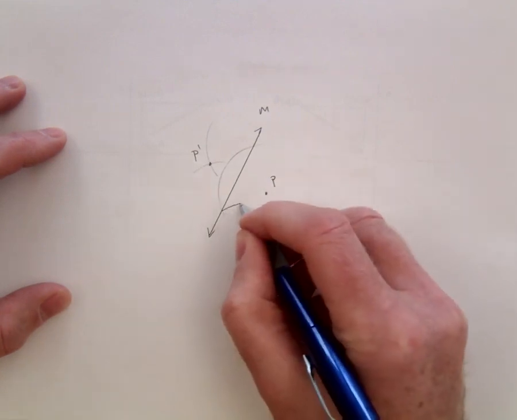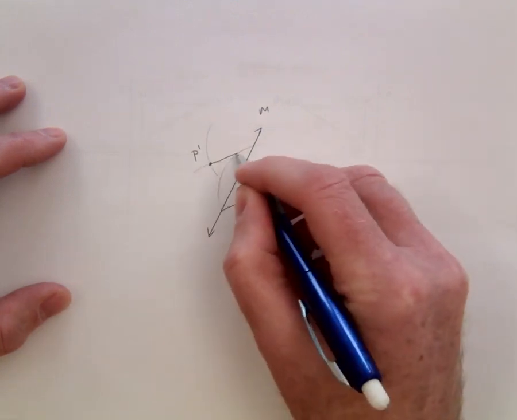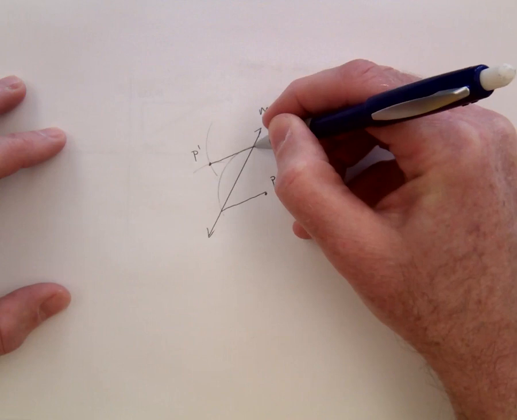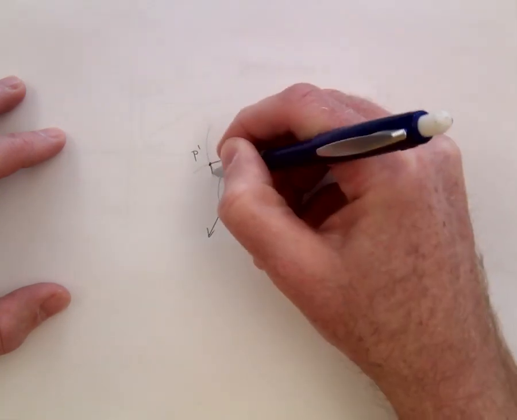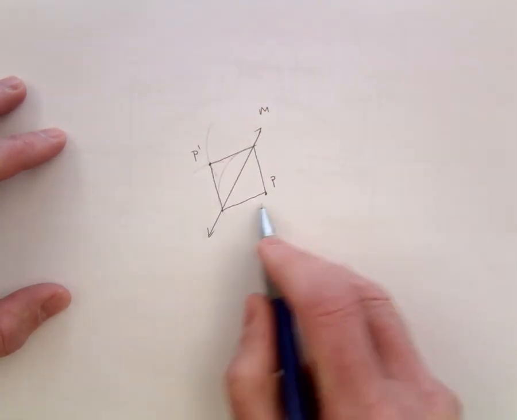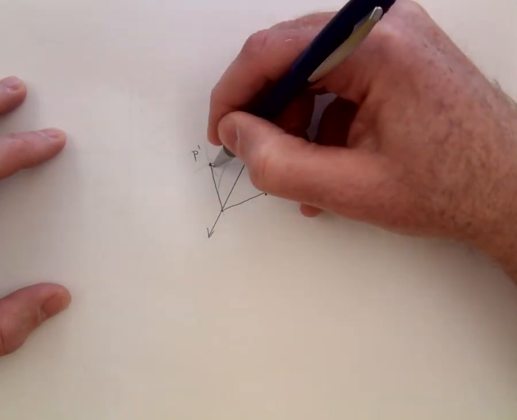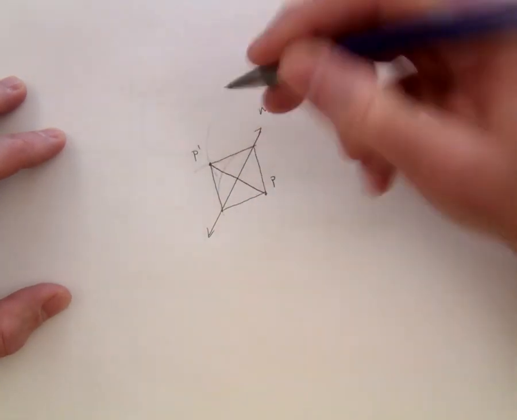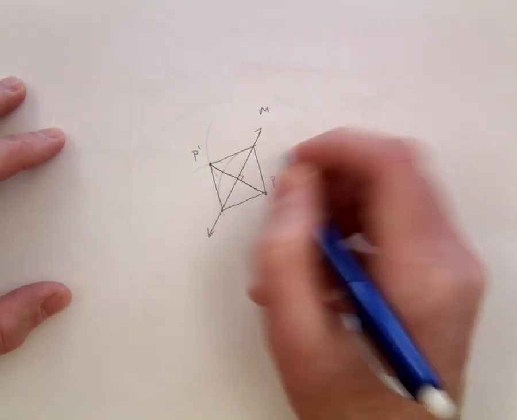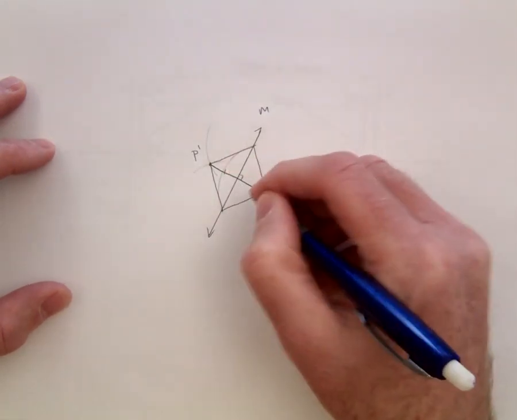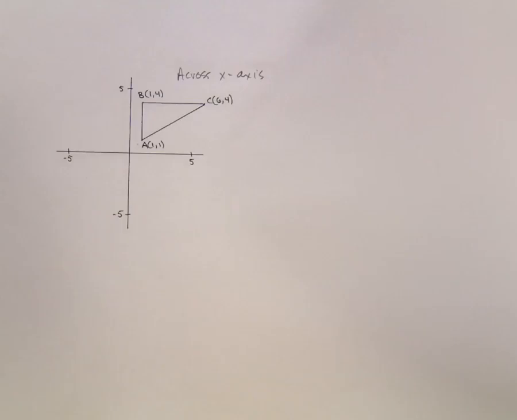And it's easy to demonstrate why that has to be the case, because the constant compass opening means that these lengths are all the same, and so we have a rhombus. And as we know, the diagonals of a rhombus are perpendicular, and the diagonals of any parallelogram, including a rhombus, have to bisect one another.